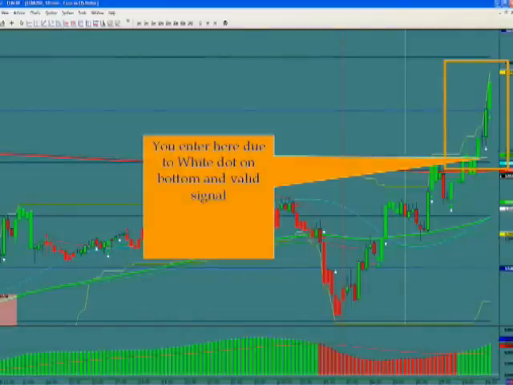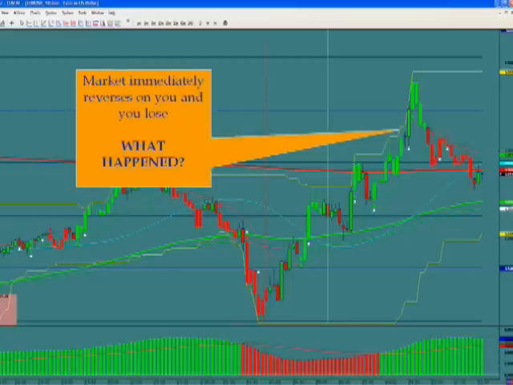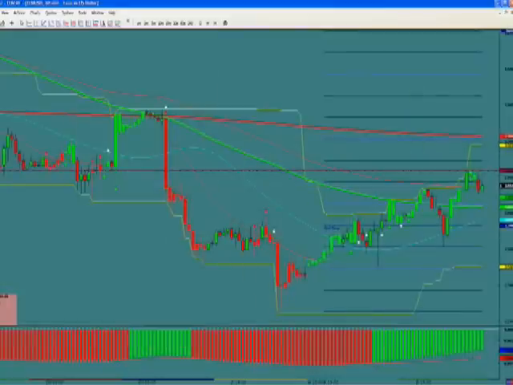You enter here due to a white dot on the bottom and a valid wildcard signal. The market immediately reverses on you and you lose. What happened? Wasn't it a valid wildcard? Sure it was. But let's take a look on the 60-minute chart.